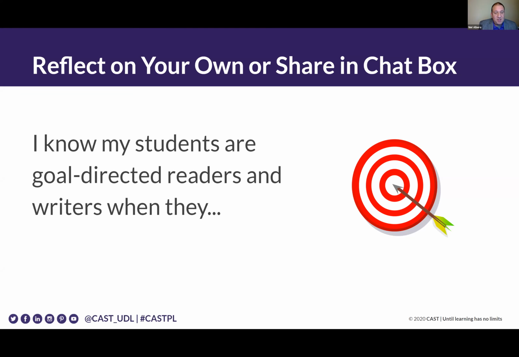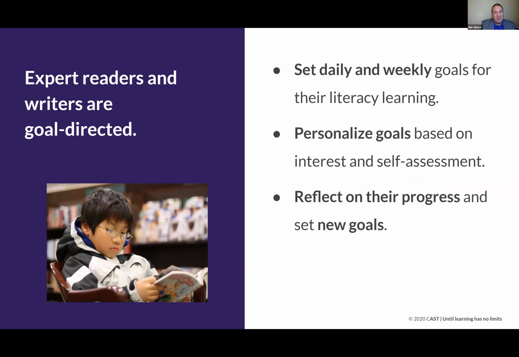All right, excellent. So we know we are trying to create goal-directed learners. And what are some of the descriptors of what they look like when they're goal-directed? And we can think about how the design of our environment helps learners to do this. So expert readers and writers are goal-directed when they set daily and weekly goals for their literacy learning, when they personalize goals based on their interest and self-assessment, when they've said, what did I do really well in that last assignment? What do I want to improve on? How do I want to get better as a reader or writer?